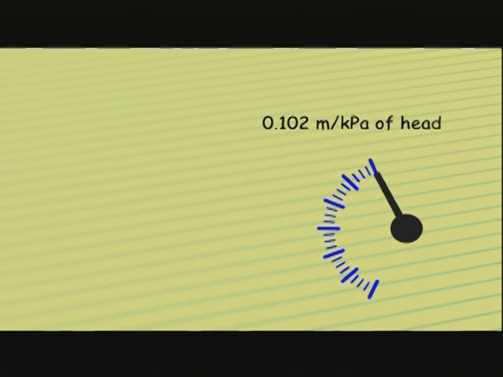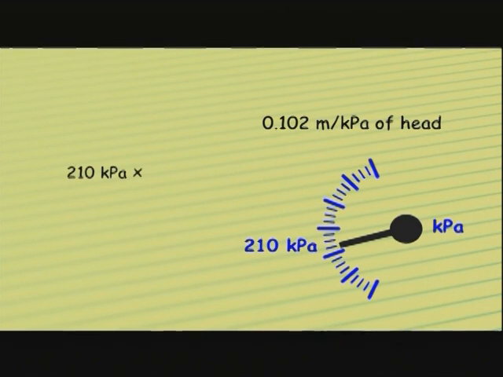To determine head in metric units, we need to know that there are 0.102 meters per kilopascal of head. Therefore, if we have a pressure gauge reading of 210 kilopascals, we take 210 kilopascals times 0.102 meters per kilopascal. The units cancel out, resulting in an answer of 21.4 meters of head.